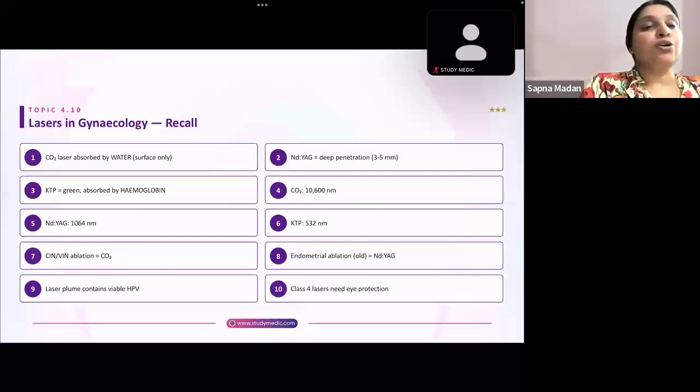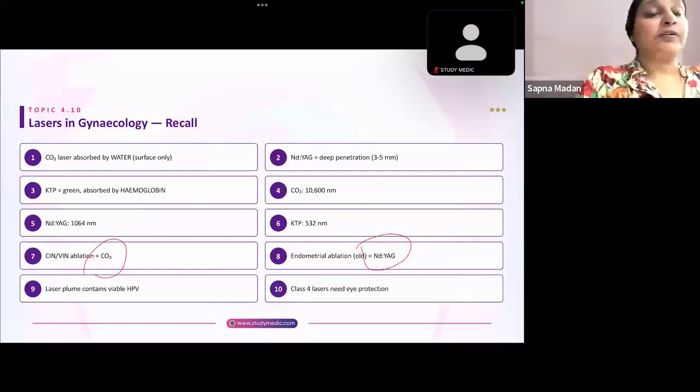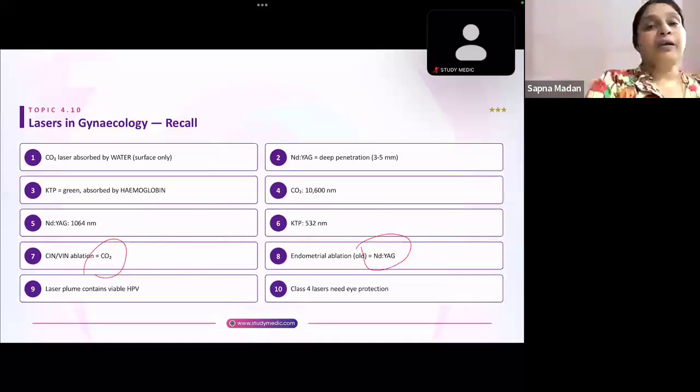CO2, the wavelength is 10,600 nanometers. ND-YAG is 1,064 nanometers. KTP is 532. CIN and VIN ablation, we use CO2 lasers. Endometrial ablation, earlier we used to use ND-YAG. Laser plume contains viable HPV DNA. So that is why you're supposed to wear protective gear when you're dealing with CIN and VIN ablations. And class 4 lasers need eye protection.